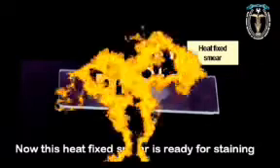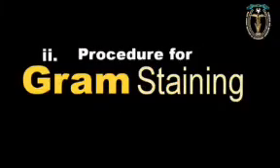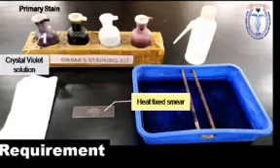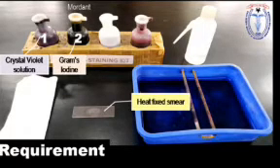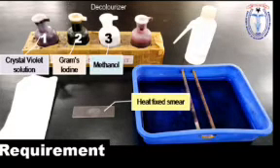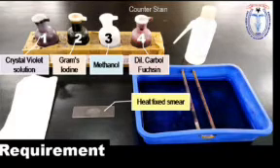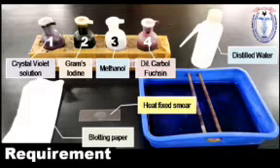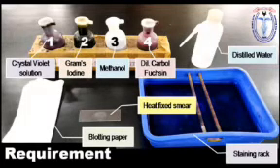Next is the procedure for Gram staining. Let's talk about the materials required for the process. First we need crystal violet solution, followed by Gram iodine, then methanol, then dilute carbol fuchsin. Apart from that, we need distilled water in that white container, the heat-fixed smear, the blotting paper, and the staining rack. These are what we are going to be working with.